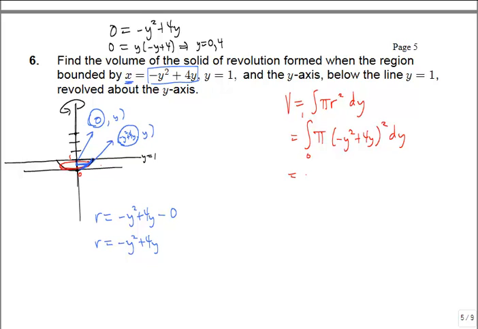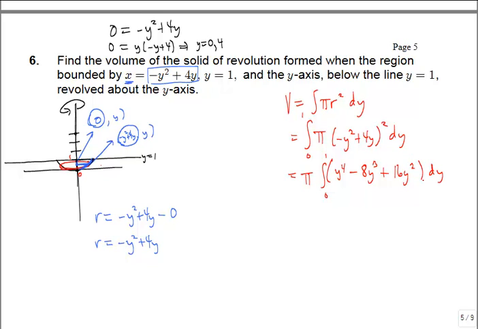To integrate, we pull out our pi, and I'm going to go ahead and square this out again. Negative y squared times negative y squared becomes positive y to the fourth. In the middle, we're going to get a minus 8y cubed, and then 4y times 4y is 16y squared.